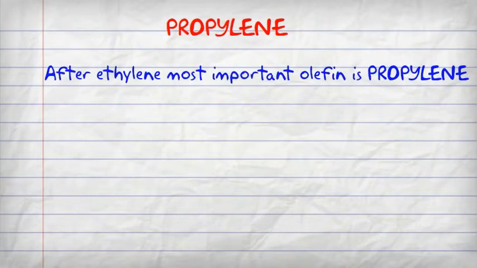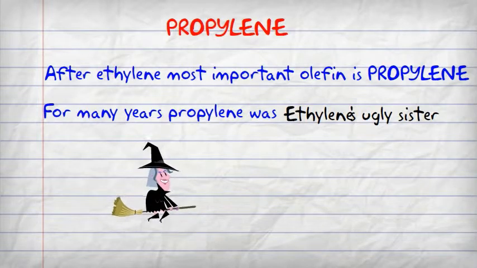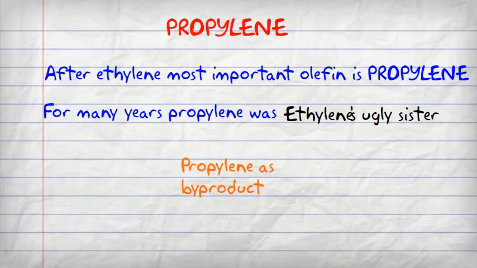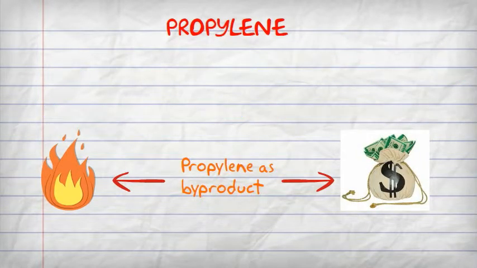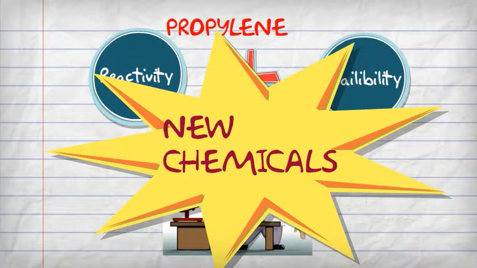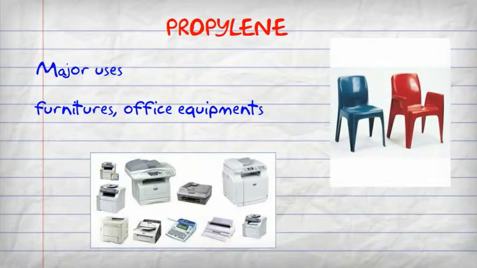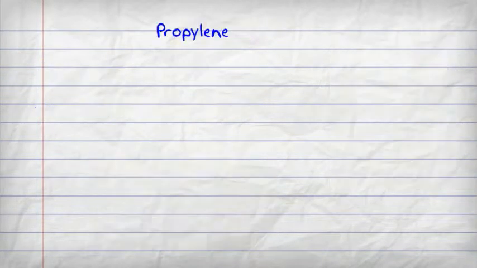Propylene. After ethylene, the most important olefin is propylene. As a byproduct, it is either burnt or sold. Its reactivity and availability lead to new chemical innovation. Major applications of propylene are in molded products, furniture, etc.